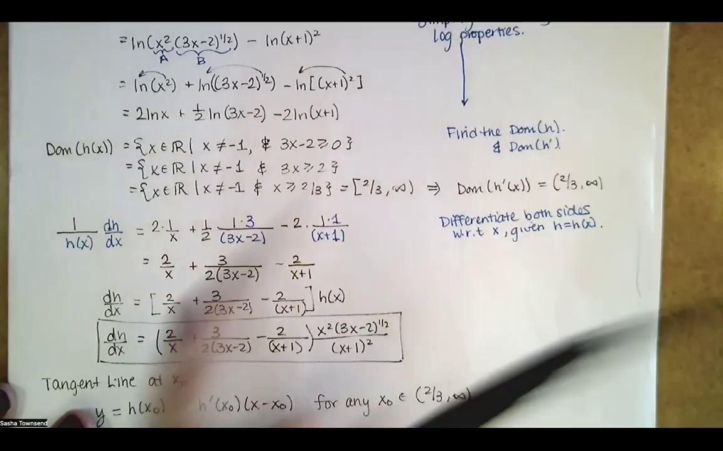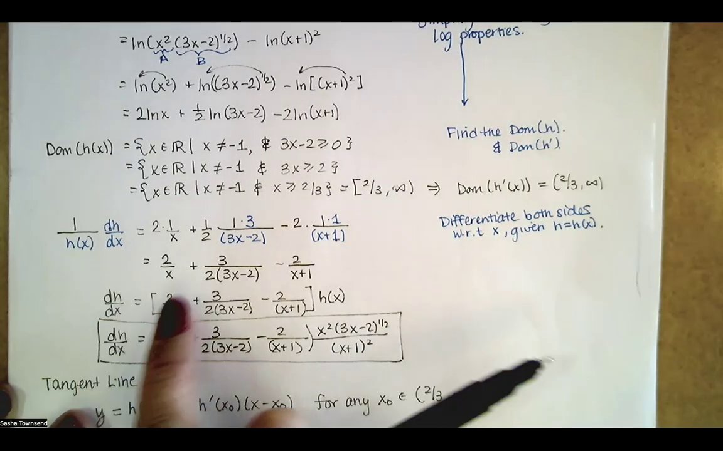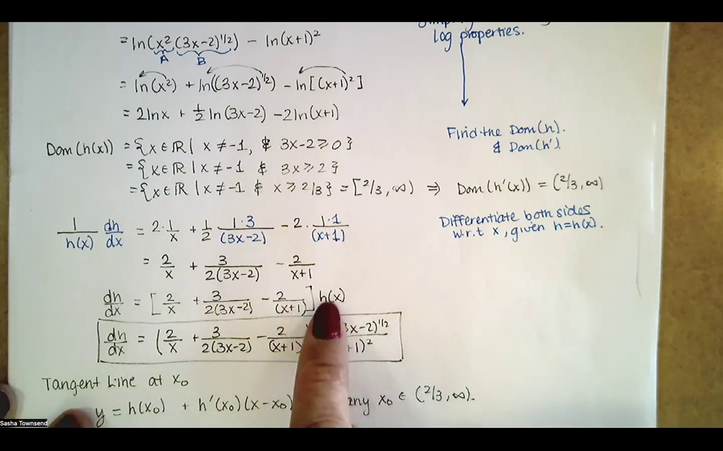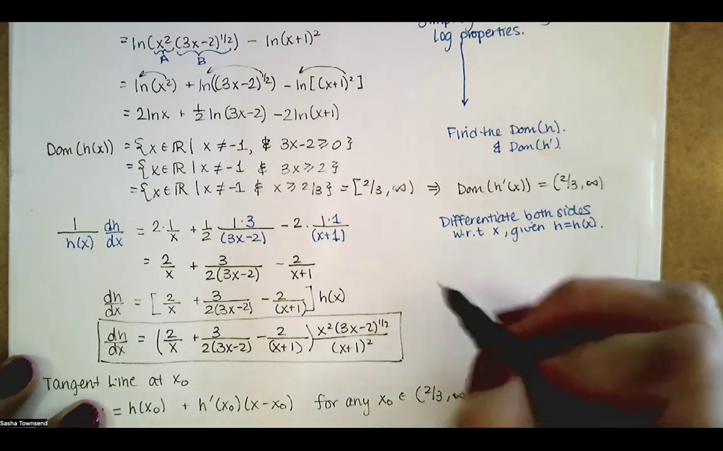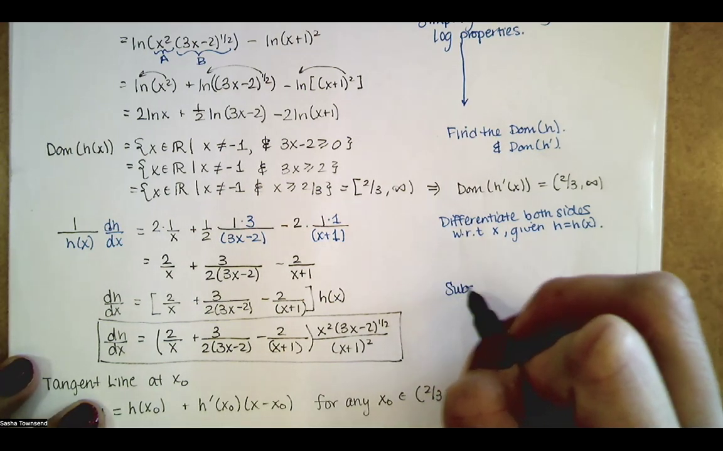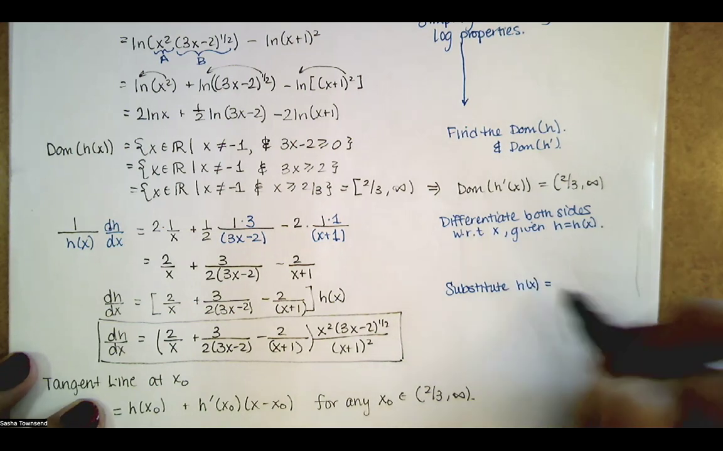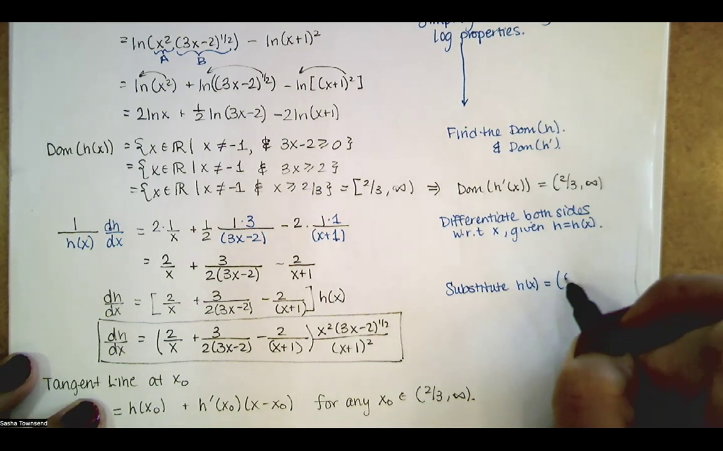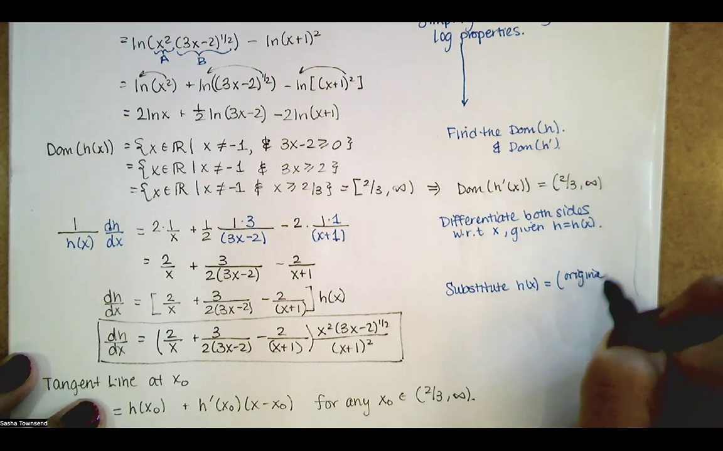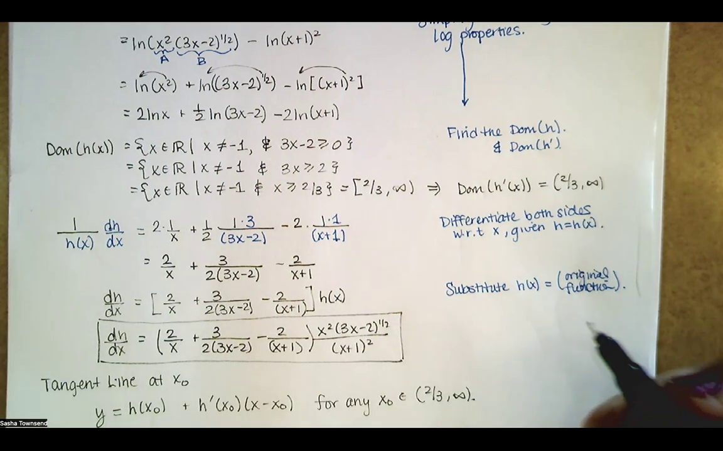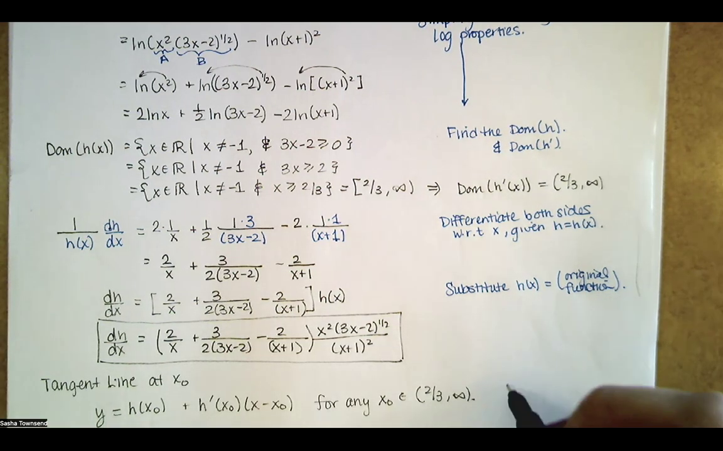And then at the end, you're going to have this 1/h times dh dx equals a function of x. Multiply both sides by h and then substitute the original function for h. And then that gives you your derivative. That's your final answer. And then we have the equation of the tangent line.